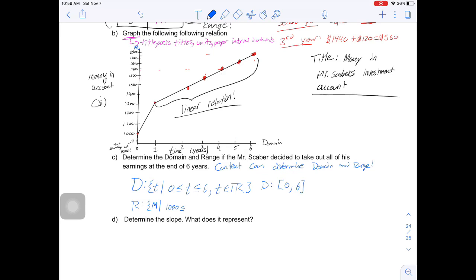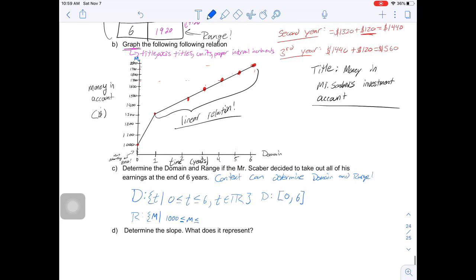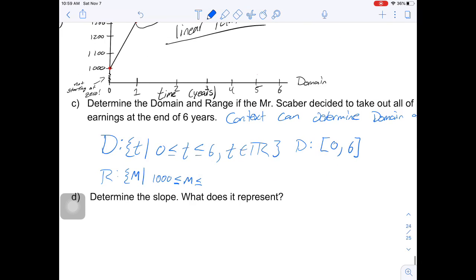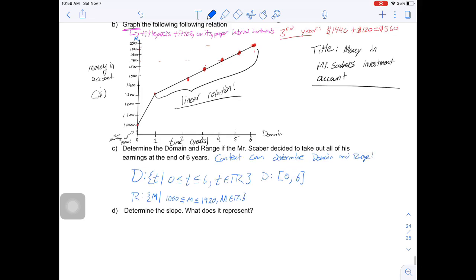So since that is smaller than or equal to m, and what do I take it out at the max amount? Well, I take it out at 1,920. So m is going to be between $1,000 and 1,920. Now, can I have money in between here? I absolutely can. If I decide to take it out at 1.5 years, I get roughly $1,400. So my money can be any real number.